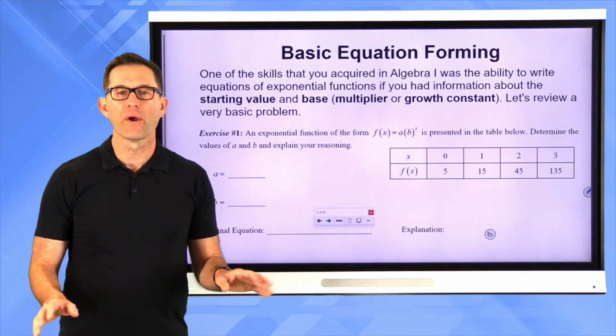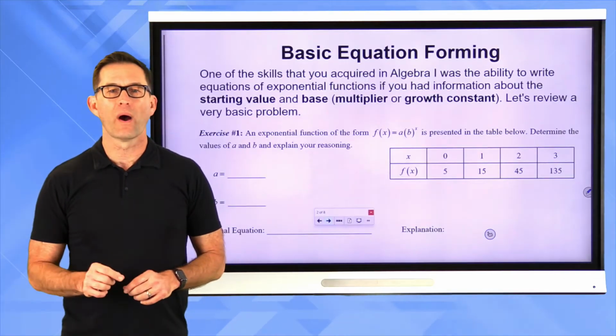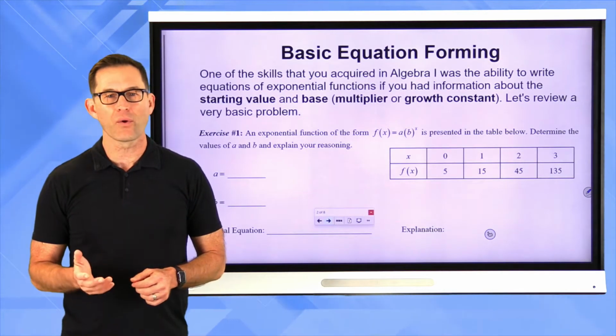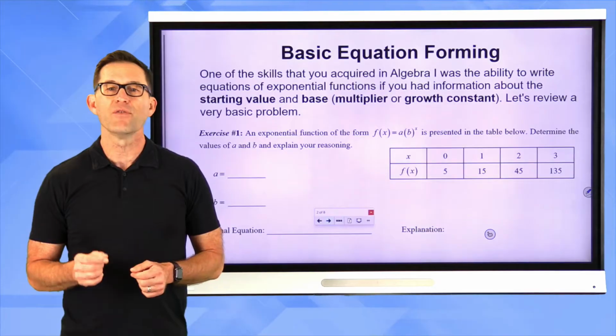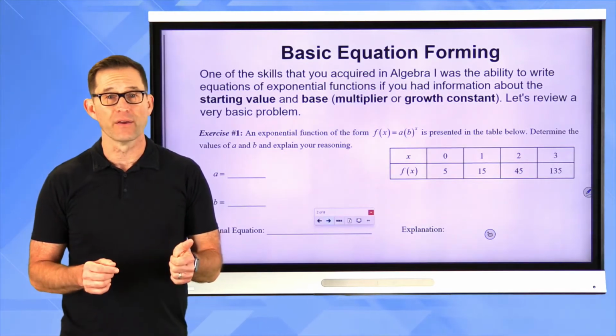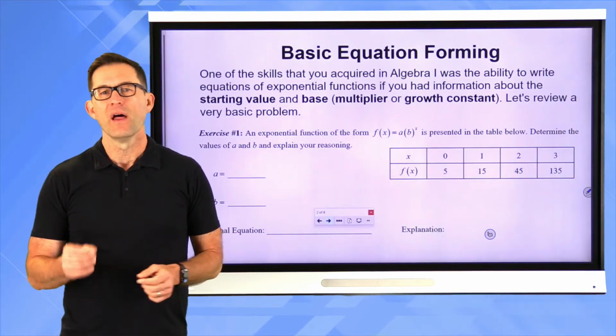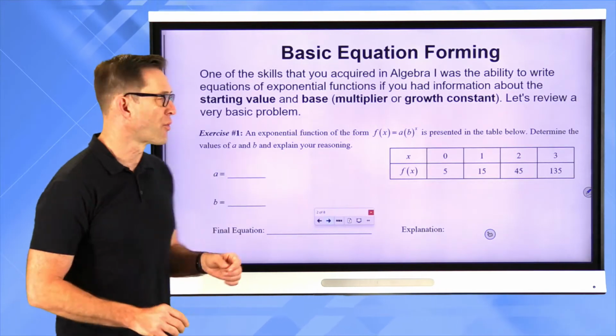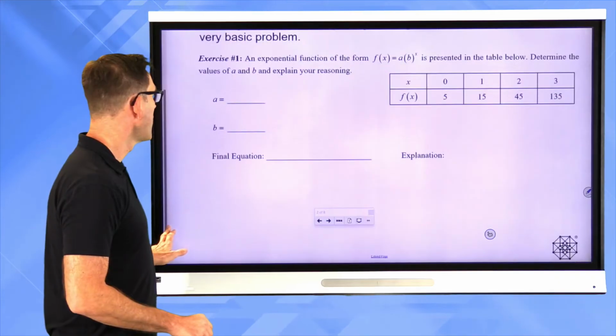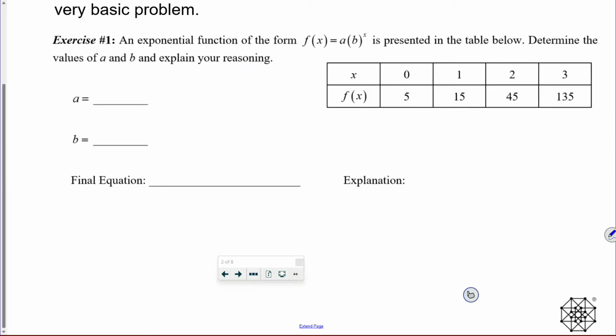All right, basic equation forming. One of the skills you acquired in Algebra 1 was the ability to write equations of exponential functions if you had information about the starting value and the base, which is the multiplier or the growth constant. Let's review a very basic problem. Exercise number 1. An exponential function of the form f of x equals a times b to the x is presented in the table below. Determine the values of a and b and explain your reasoning.